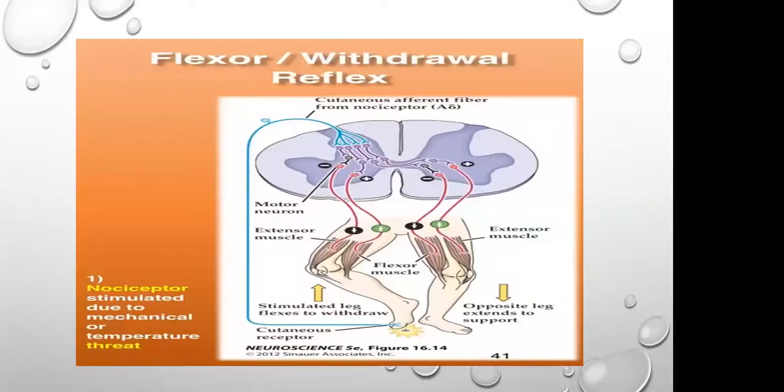Flexor or withdrawal reflex. So we have a cutaneous afferent fiber from a nociceptor. The nociceptor is stimulated due to mechanical or temperature threat. So as soon as we feel the temperature, the leg is stimulated and flexes to withdraw, and the opposite leg extends to support.